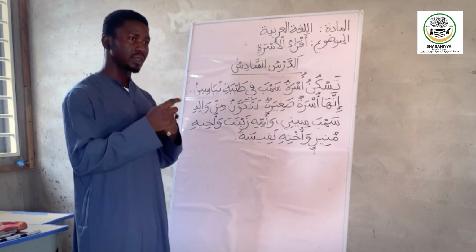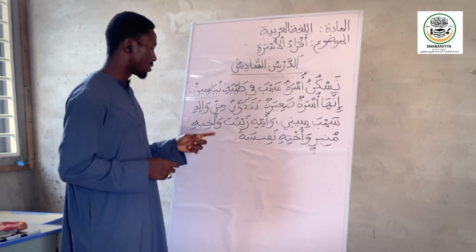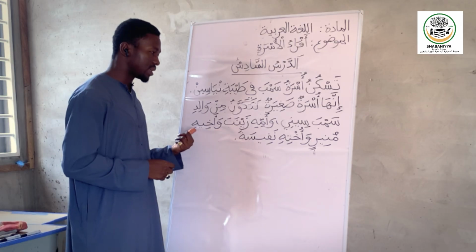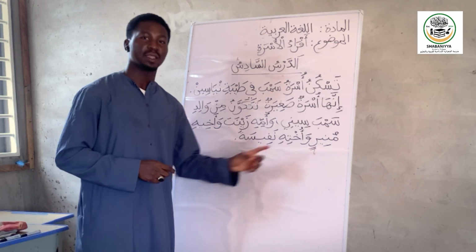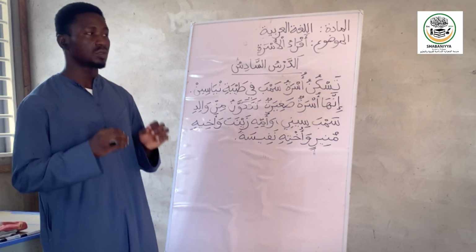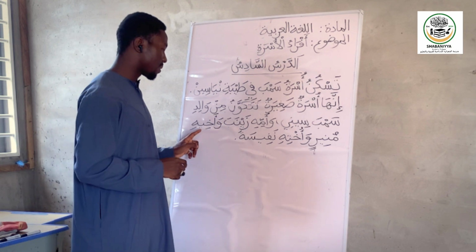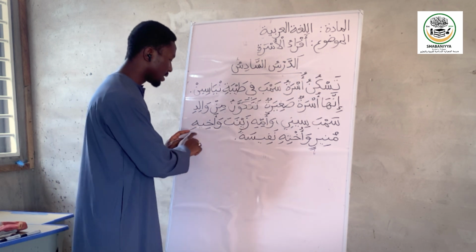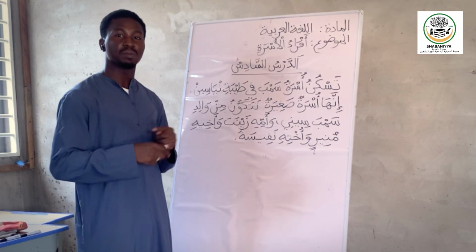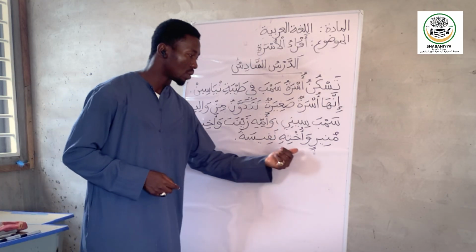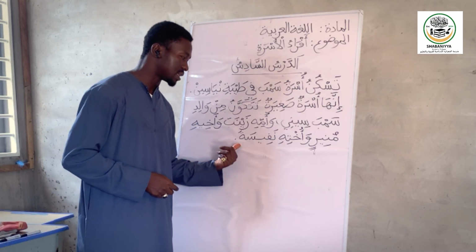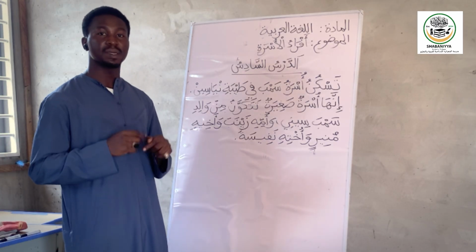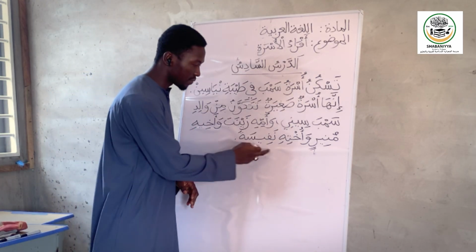Then we have the next person, wa akhihi Munirin. Munir is also a member of the family. Akhihi, he is Samba's brother. And then wa ukhtihi Nafisata, Samba's sister who is called Nafisata.